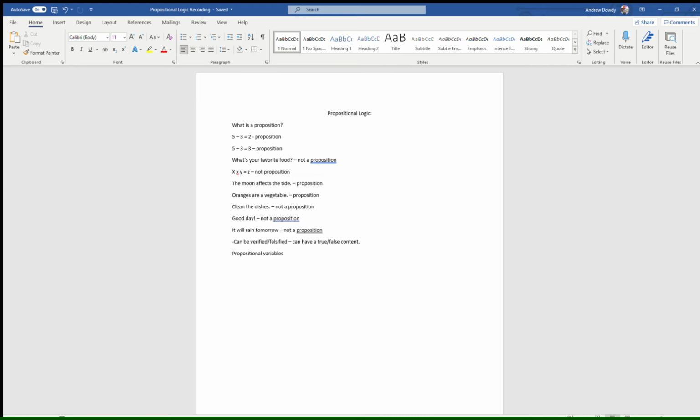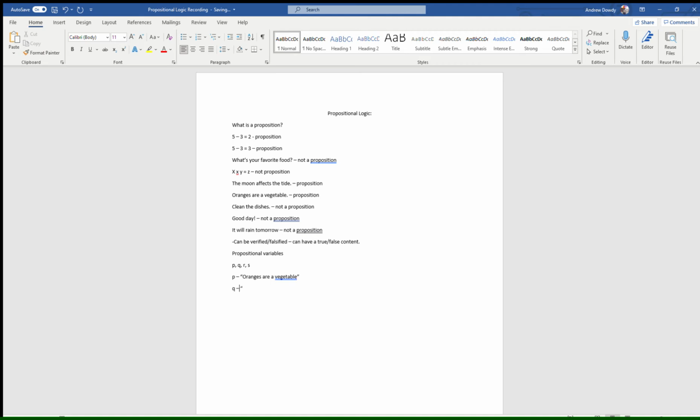It's a letter that denotes a proposition. So we typically start from P with propositional variables. We move to Q, R, S, and so on, but there's no real requirement. So P could represent, for instance, let's take one of our previous propositions, P could represent oranges are a vegetable. And P is now shorthand for this.